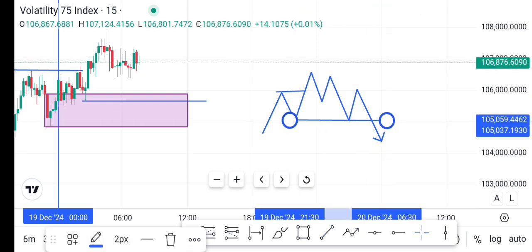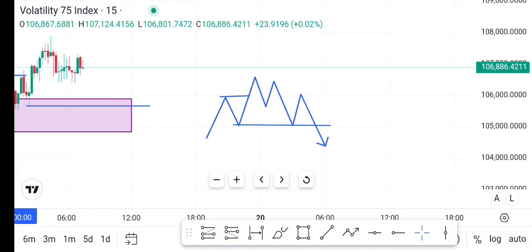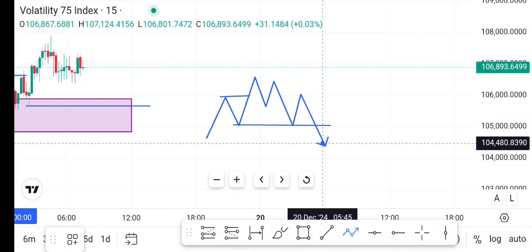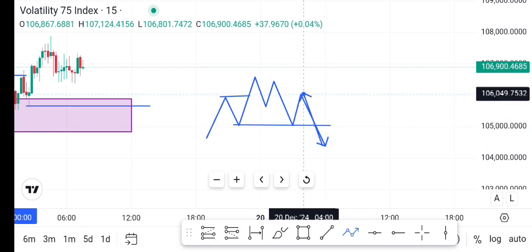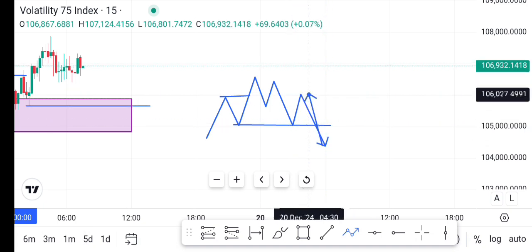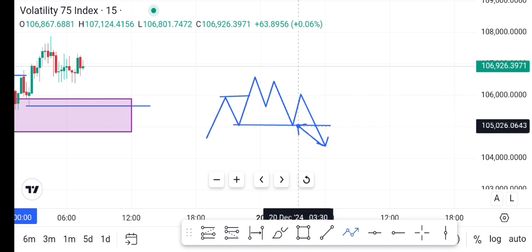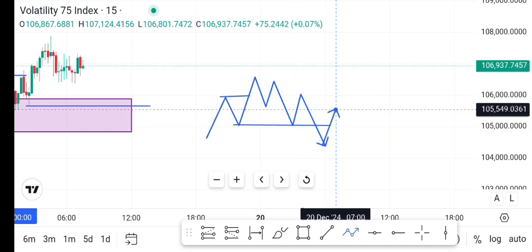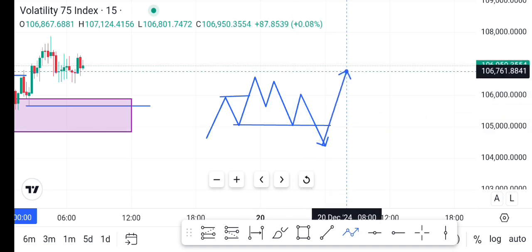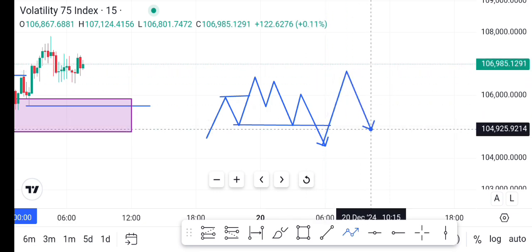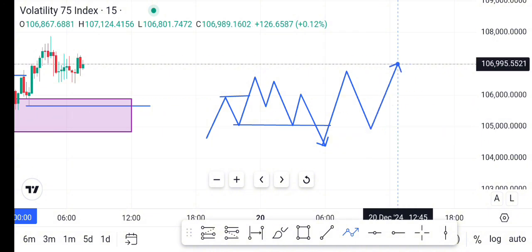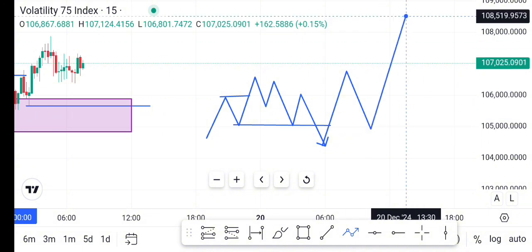So if that day gets taken off, we want something like this. It gives us our entry. The market comes and takes off this, takes it off there, and they come back here to our order block like that, and then we go up for the buys.